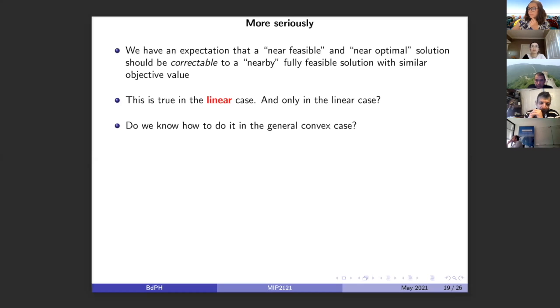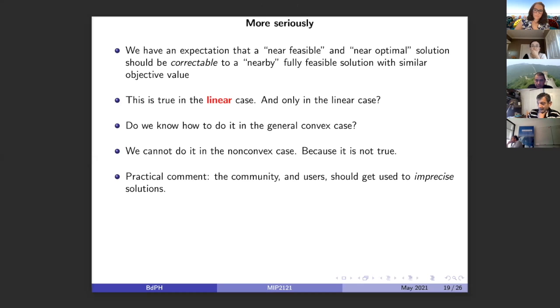By making a small perturbation. I don't know how to do that. Okay, but certainly we do not know how to do it in the non-convex case because it is not true. And so as a practical comment, we should get used to imprecise solutions. But what is the real problem? Really, what is the real problem for us?